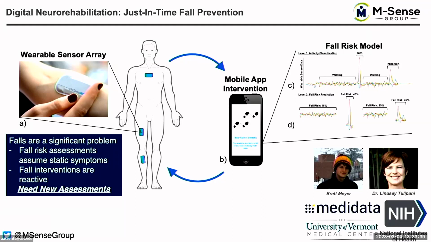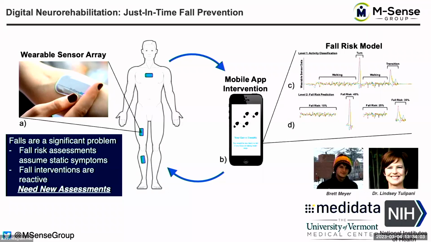And fall interventions are largely reactive. So a patient may come to their neurologist appointment, they'll tell them that they fell, and then they'll be prescribed an intervention to reduce their fall risk. But they're really not preventative. And so there's this need for new assessments and new interventions that can help prevent falls in this population. This is true, I think, of anybody that has balance and mobility deficits. We need these same sort of preventative interventions.